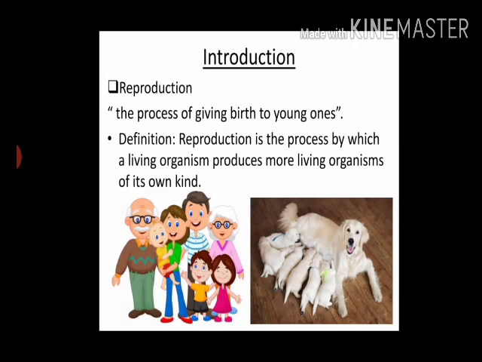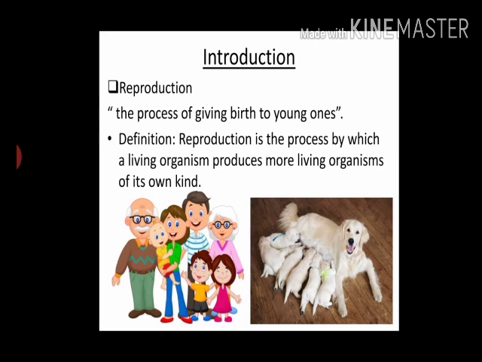Coming to the definition of reproduction. I want you to split this word reproduction into two, that is re and production. Re means again, production means to produce. So the process of giving birth to young ones is said to be reproduction in general. Coming to the biological definition, reproduction is a process by which a living organism produces more living organisms of its own kind. Just notice the last line, of its own kind, isn't it?